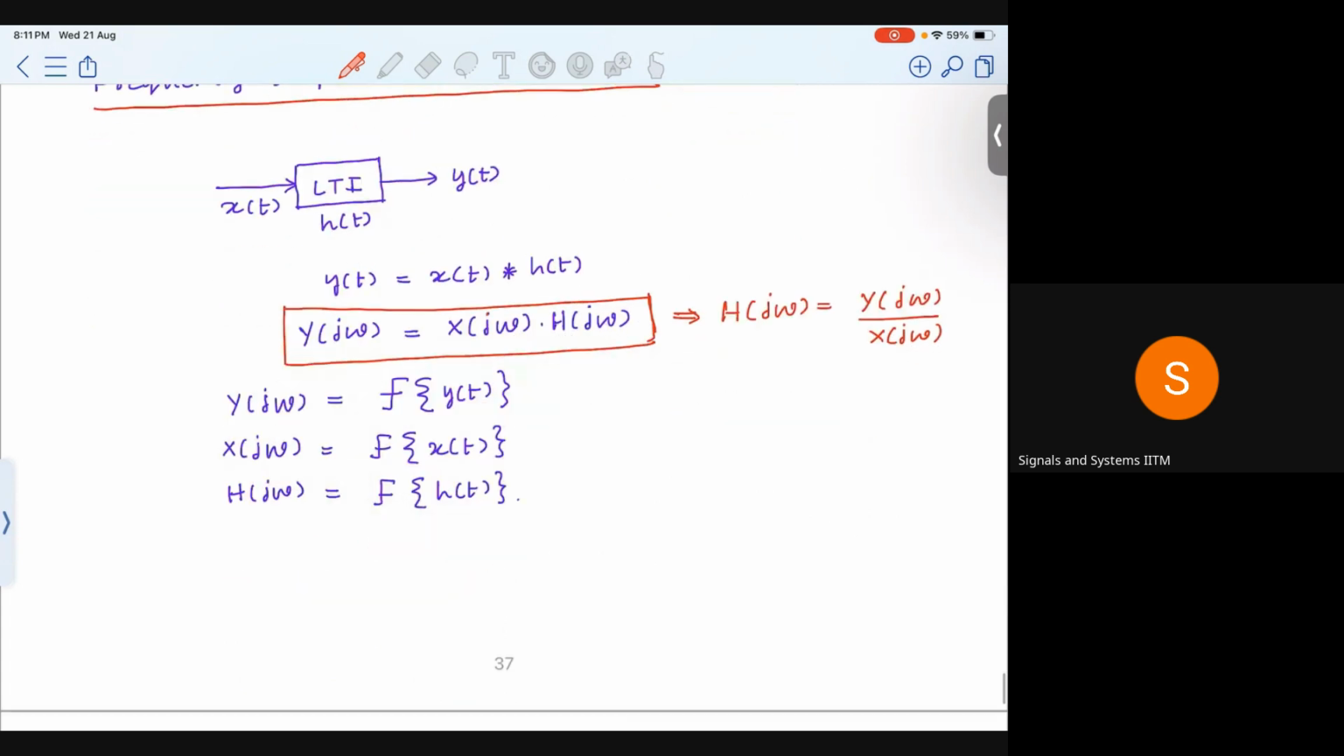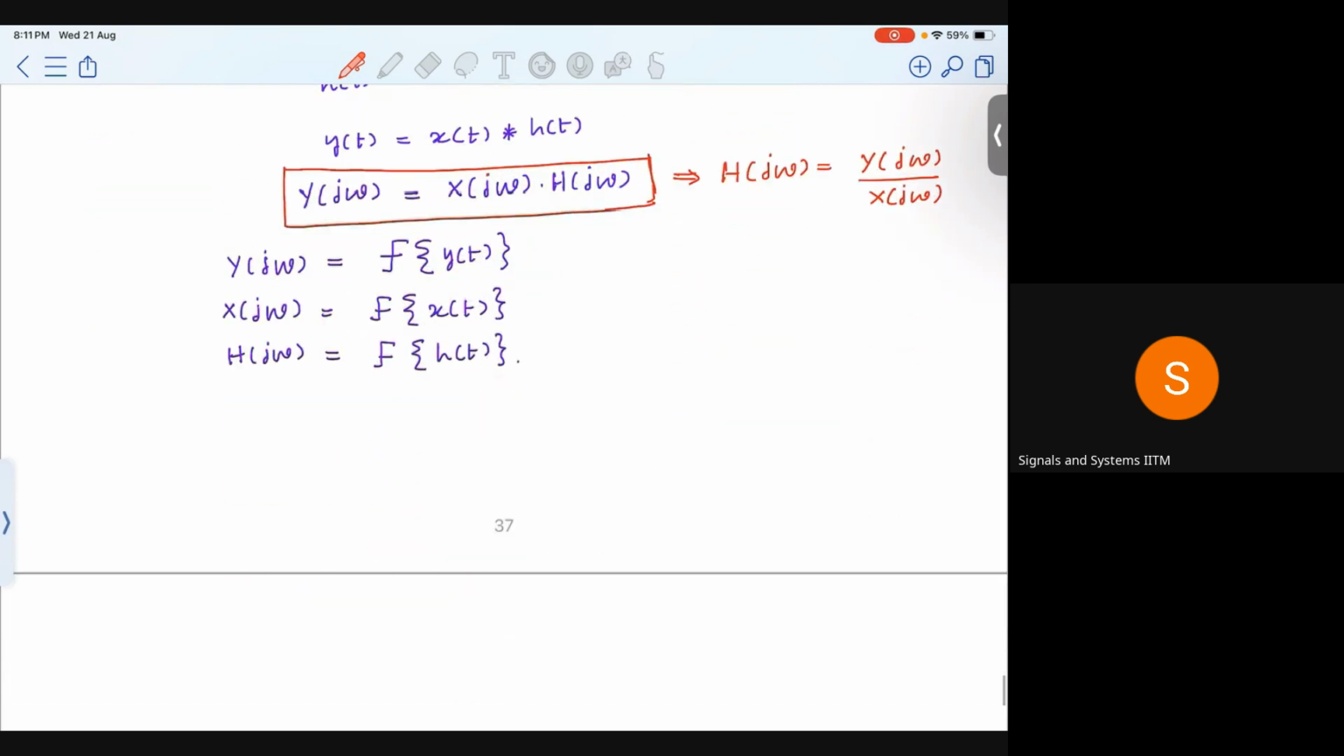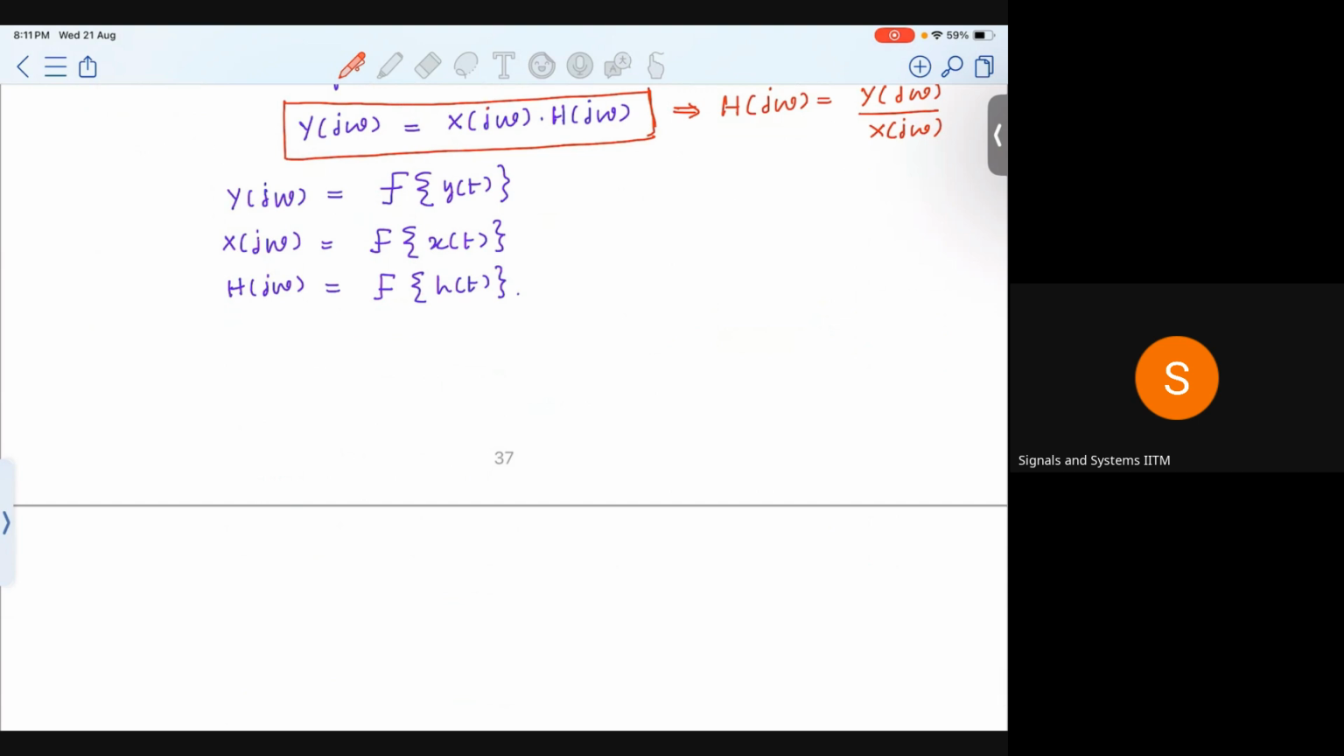So we know that if x of t has Fourier transform representation x of j omega, what is d by dt of x of t? Can you tell me? Then j omega x of j omega. j omega x of j omega.